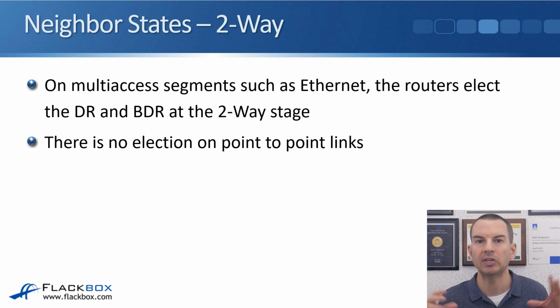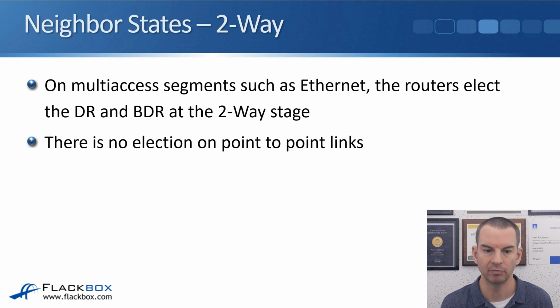So the DR and the BDR election happens at the two-way stage, before routing information has been exchanged. And if you think about it, that makes sense because we don't want all the routers exchanging the full information with each other, just with the DR and the BDR. So we need to have this set up before routing information is exchanged between the routers.